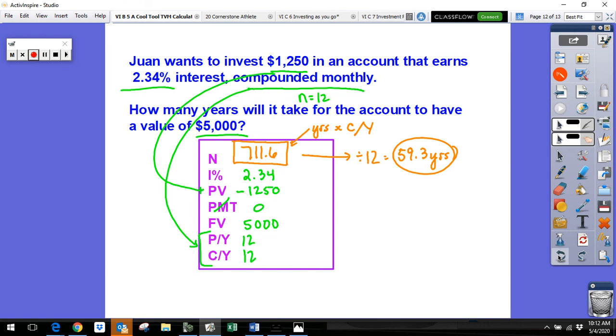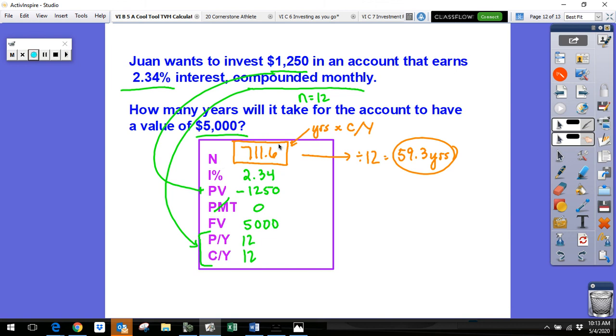Is this what you came up with? Now this is really hard, the part in orange, so I want to talk about this. The amount that he's putting in is present value. It's leaving his wallet, so I put that in negative. It's going to grow to be a positive 5,000. Compounded monthly is going to put 12s down here. But if it's asking how many years, and we go to the calculator and we solve, you're going to get this big number. That's not the number of years. N is not the number of years. It's number of years times compounding periods.